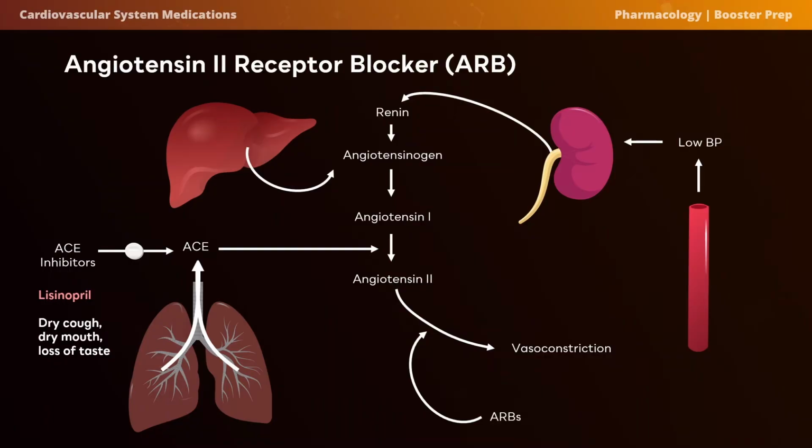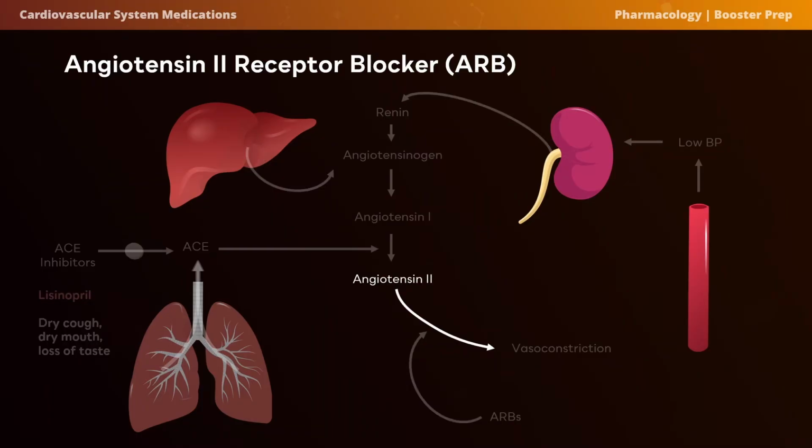Now, angiotensin-2 receptor blockers, or ARBs, are similarly used to treat hypertension, but instead of preventing the formation of angiotensin-2, ARBs directly block the action of angiotensin-2, preventing vasoconstriction, leading to vasodilation and lowering blood pressure. Some examples of ARBs are losartan and candesartan.